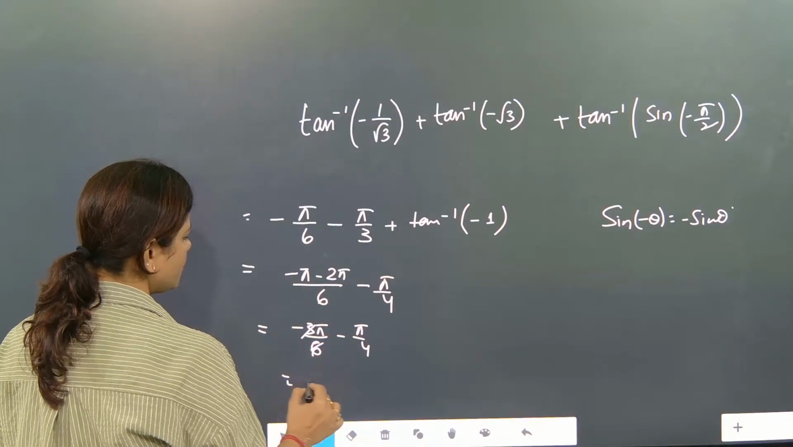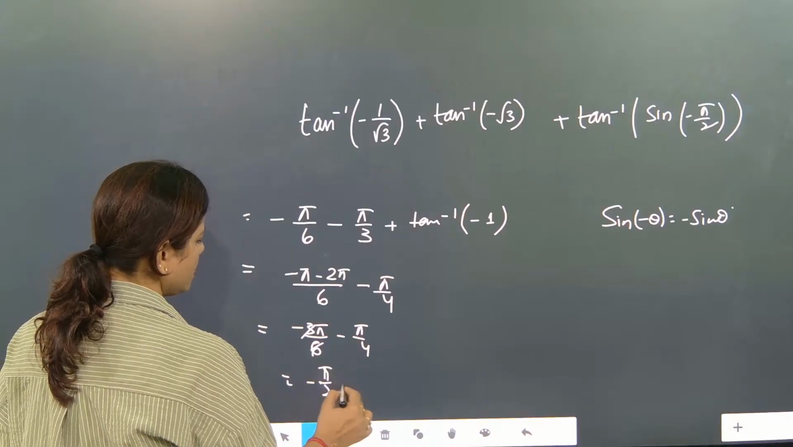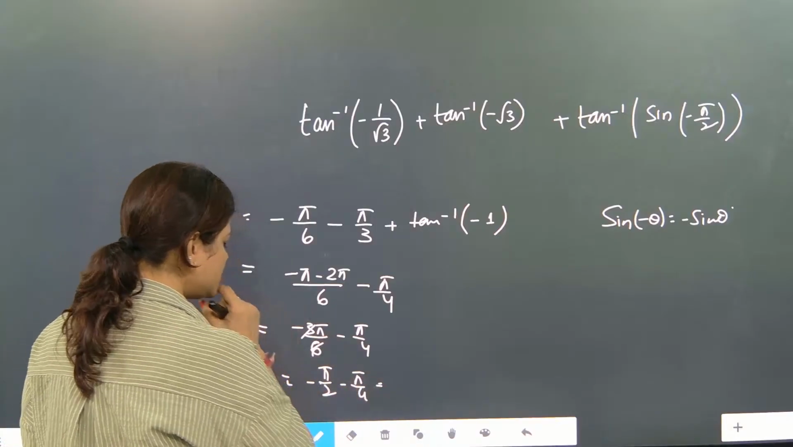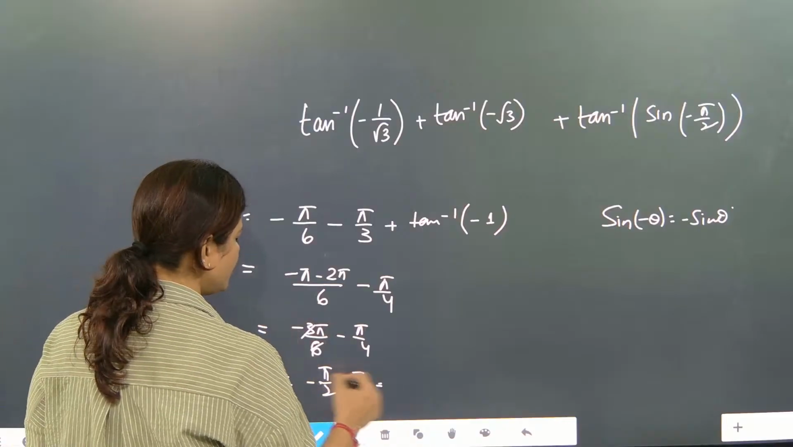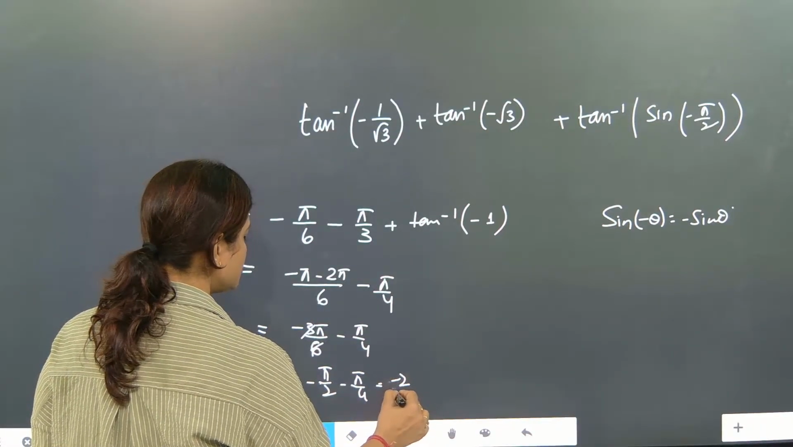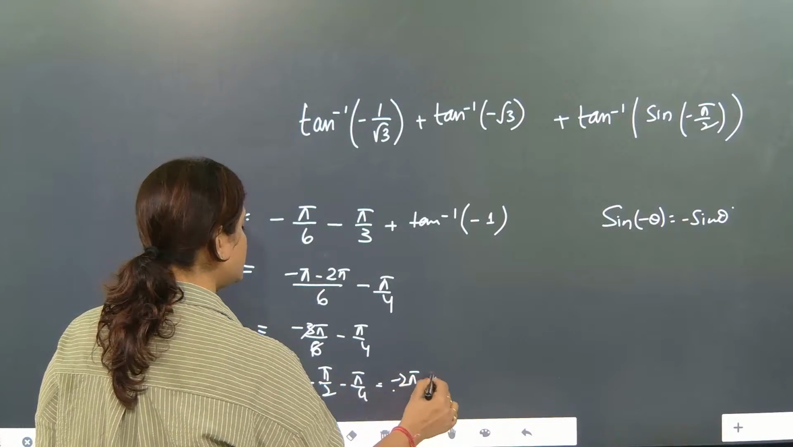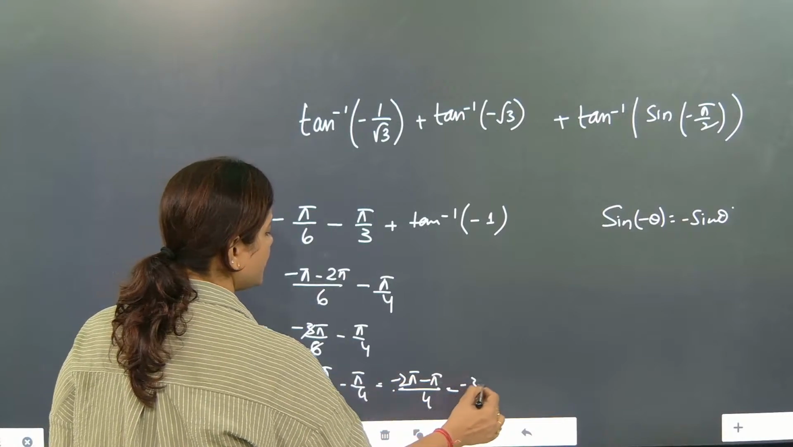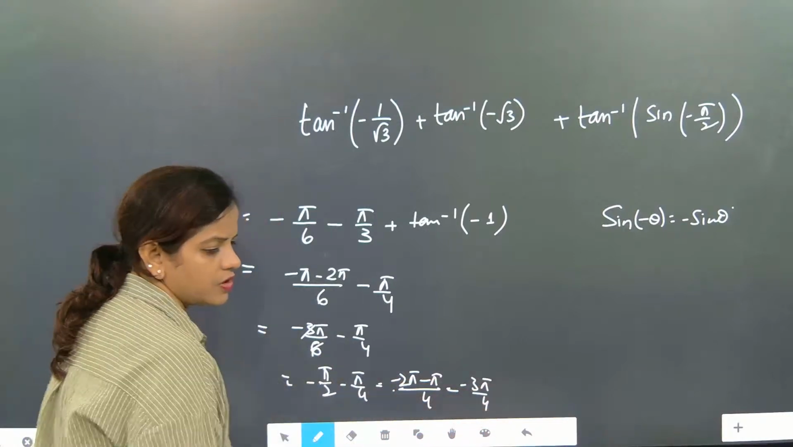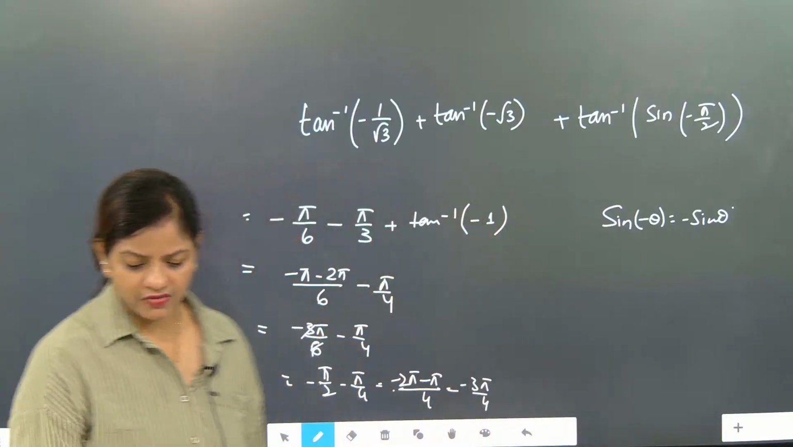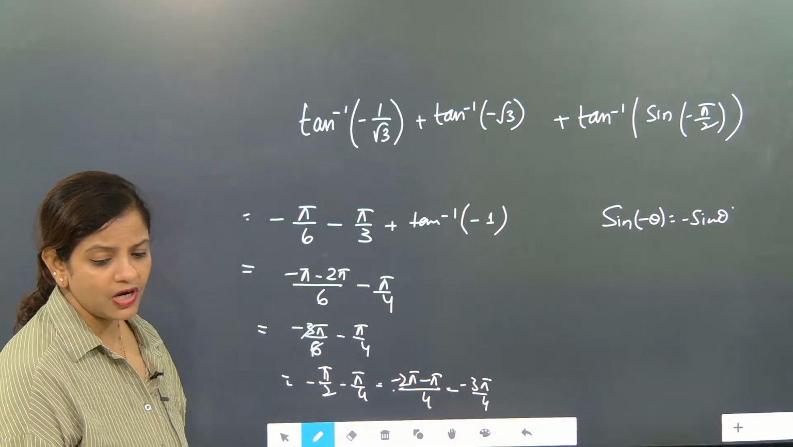Let's check this one out, beta. Minus pi by 2 minus pi by 4. So here, multiplying by 2, it is coming as minus 2 pi minus pi by 4, which is minus 3 pi by 4. The correct answer is minus 3 pi by 4. Everyone please check where you people are making mistakes.